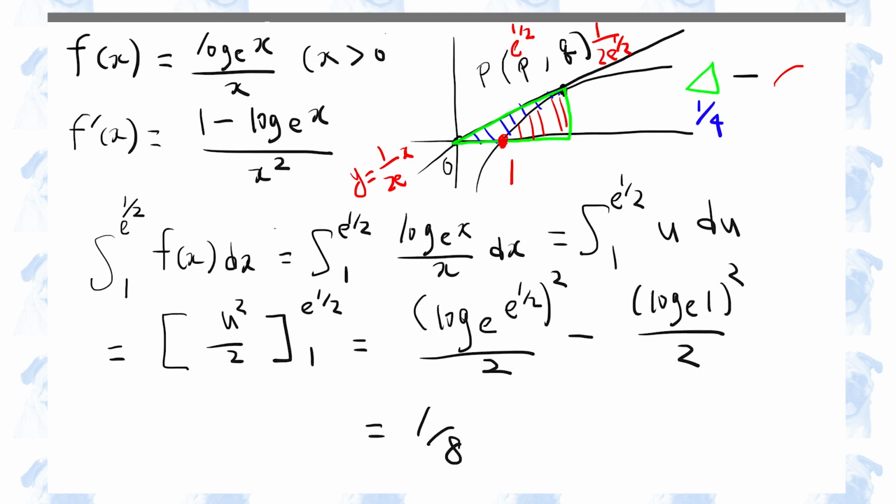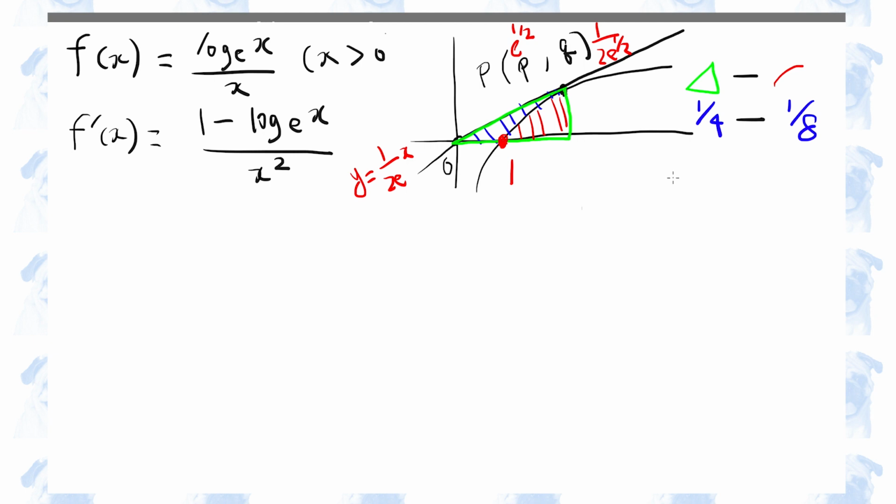This is equal to 1/8. Therefore, the area S is 1/4 minus 1/8, which is 1/8. And this is the final answer.